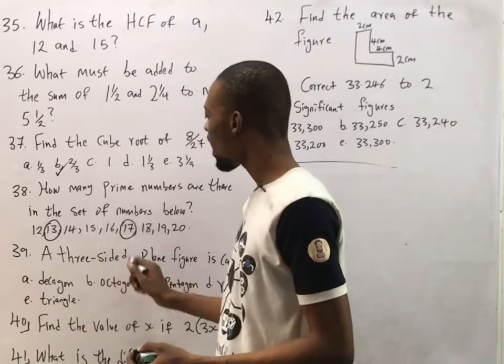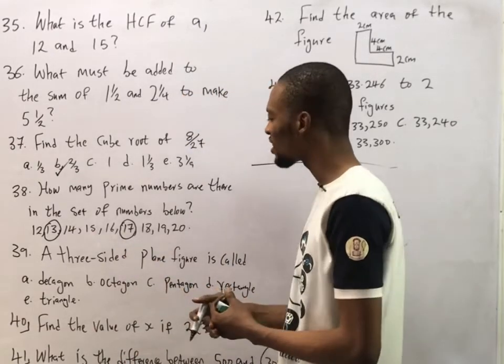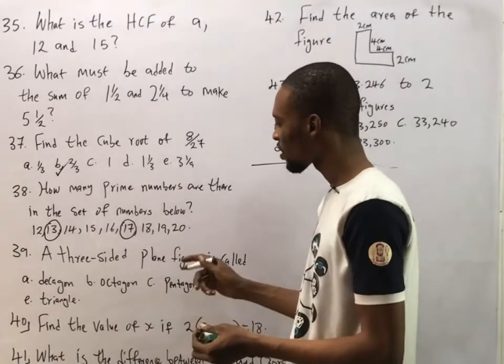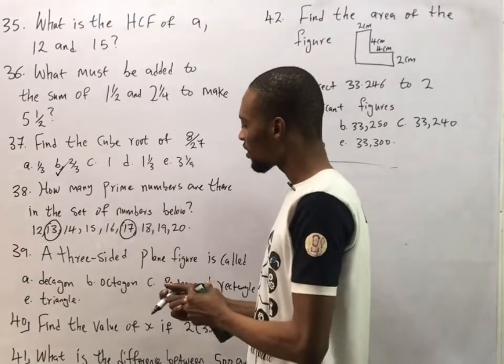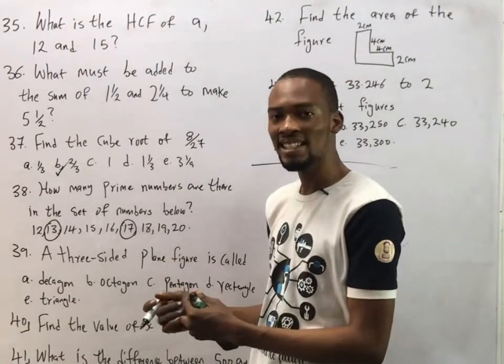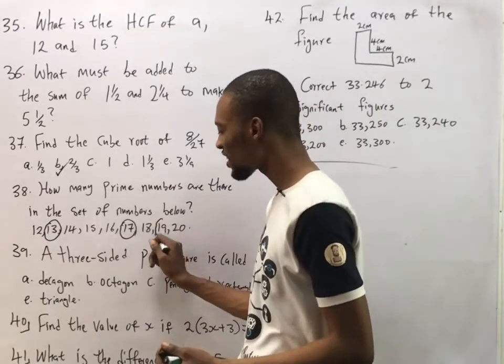17 is a prime number. Apart from 17 and 1, nothing can divide 17 again. Now look at 19. 1 can divide 19 and 19 can divide itself. Apart from that, nothing can divide 19 again.